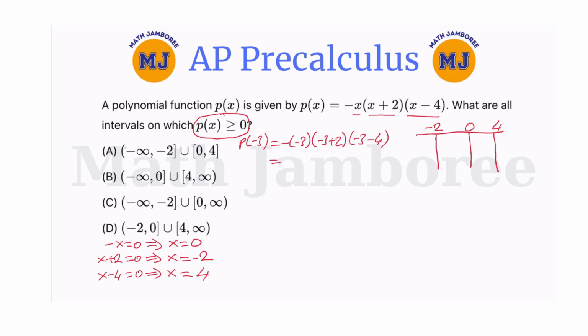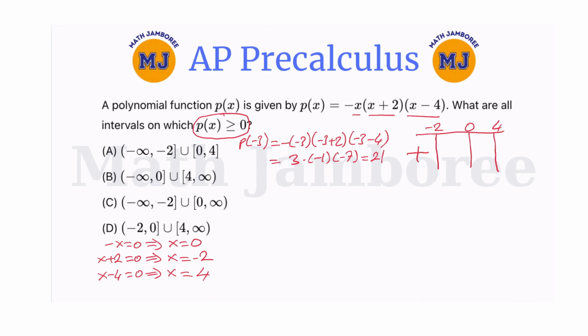And this negative times negative is positive, 3 times negative 1. And this is negative 7. When you multiply them all, you have positive 21. So before negative 2, the sign is positive for this function.